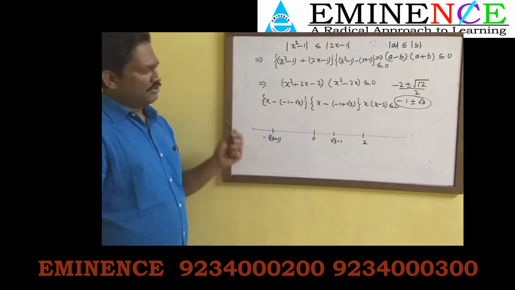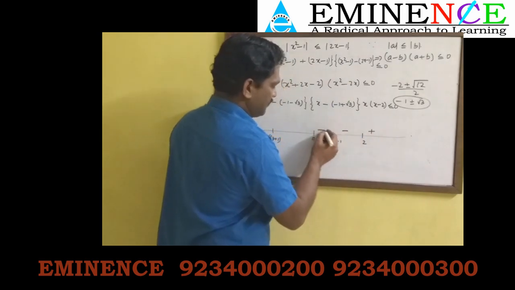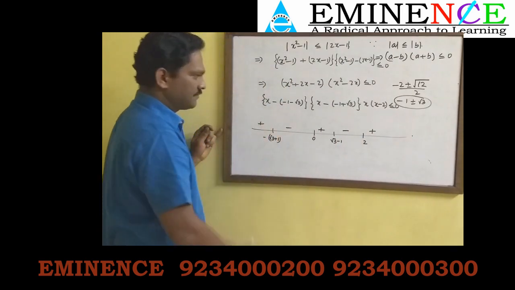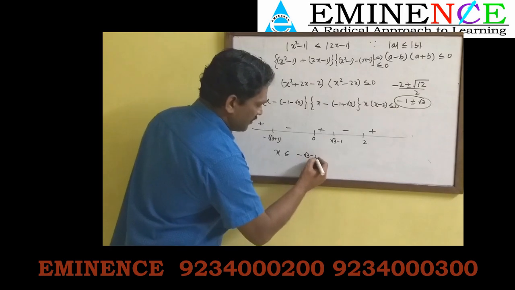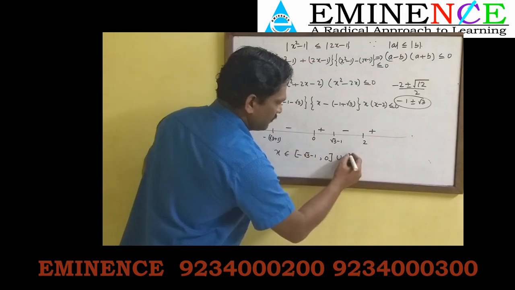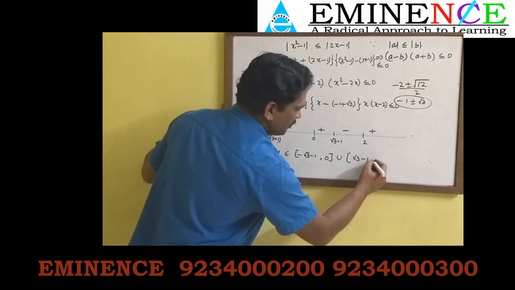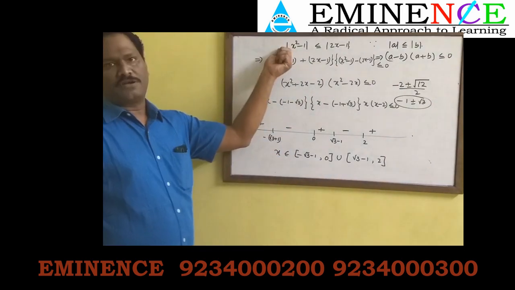Now if I put a value of x greater than 2, it is positive, negative, positive, negative, positive. So when is it negative? Minus root 3 minus 1 to 0, union root 3 minus 1 to 2. So this is the solution of this particular inequality.